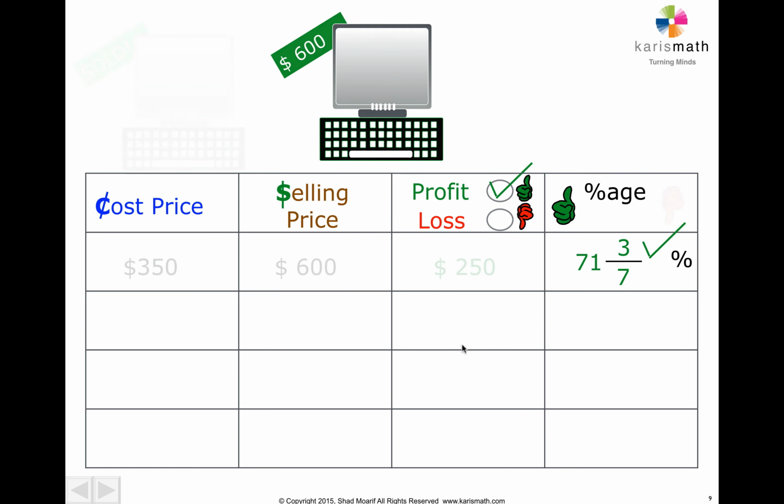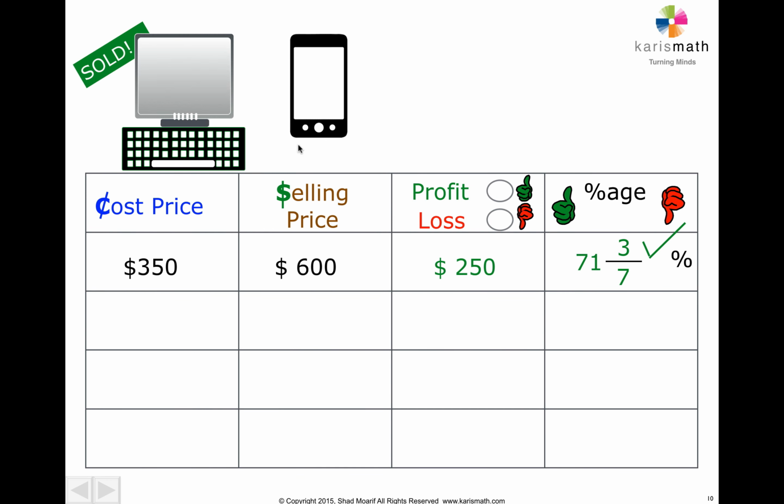Okay, let's try another one. What about the mobile phone? You bought it for $590, but you sold it for $280. This time, was that a loss or a profit? No, that's a loss. So, it's not good if it's a loss, but you made a loss, which means the difference between 590 and 280 is now showing in red, which means it's a loss. If it's shown in green, it means you made a profit.